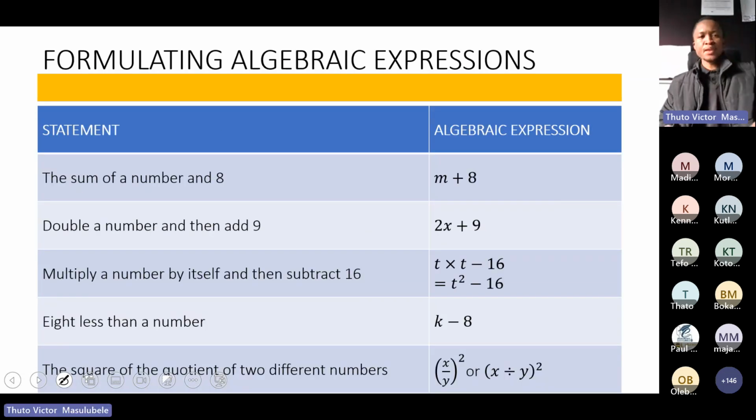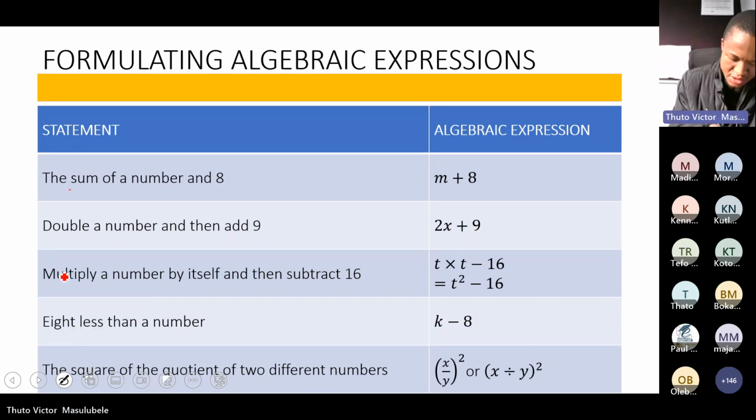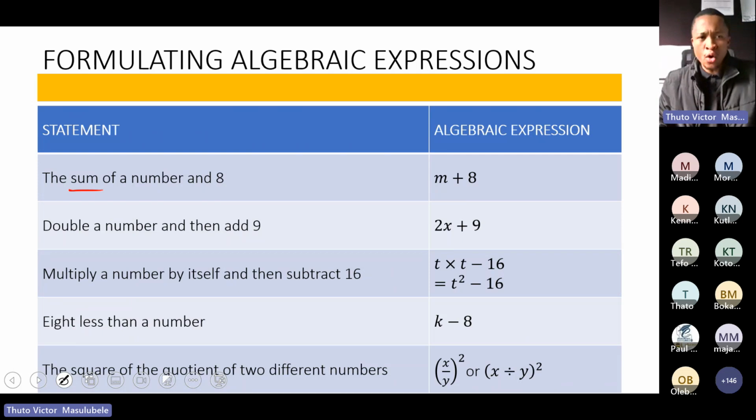Now let us proceed, grade 8. Now that you know which operation sign goes along with which word, we are going to formulate an algebraic expression from a statement. For example, the first one here says the sum. Check the keyword. Notice the keyword, the sum of a number and 8. Now you already know that whenever we're dealing with the word sum, the correct operation sign that will be used will be the addition operation sign. So now it says the sum of a number. Do we know what that number is? No, we do not know.